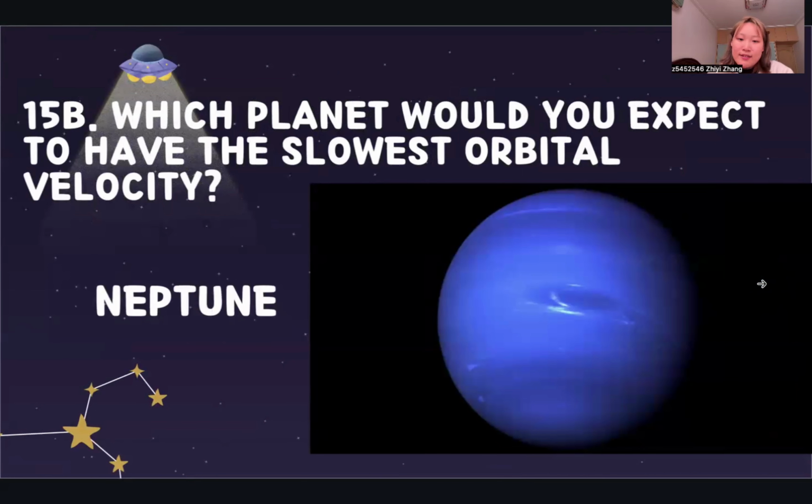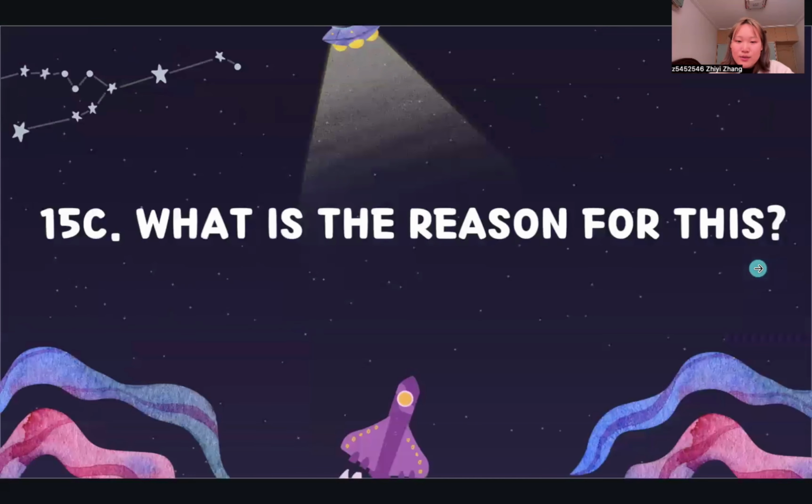For question 15a, the answer is Mercury, which is the nearest one to the Sun. For 15b, alternatively, the one farthest from the Sun, Neptune, would have the lowest orbital velocity. So what is the reason for this?